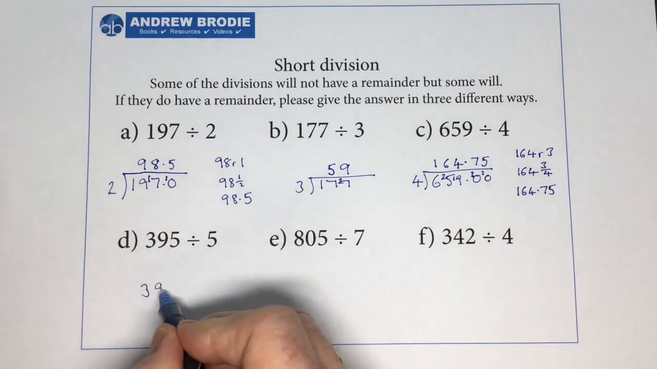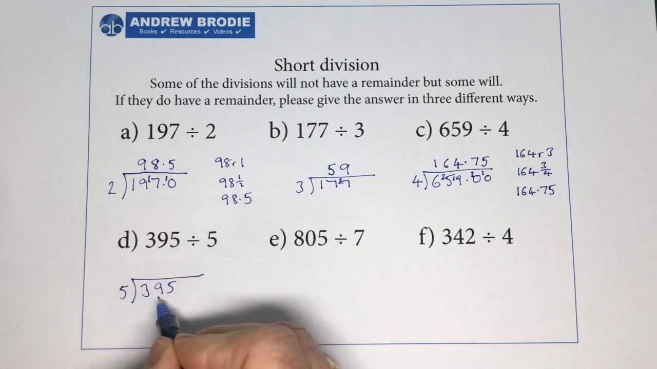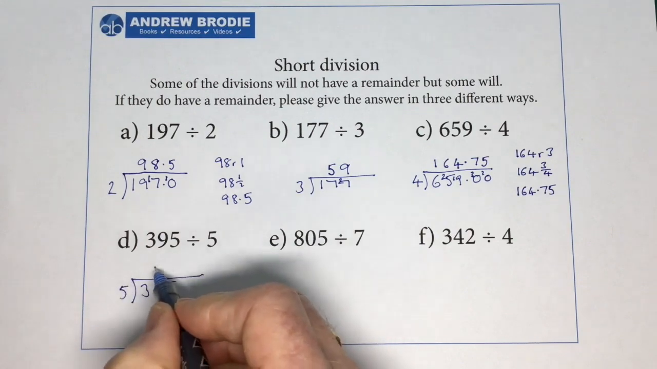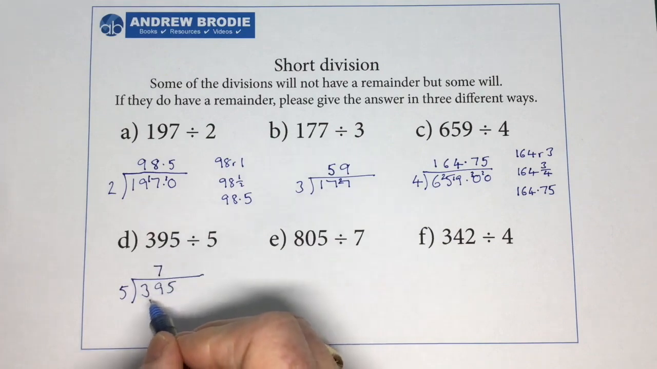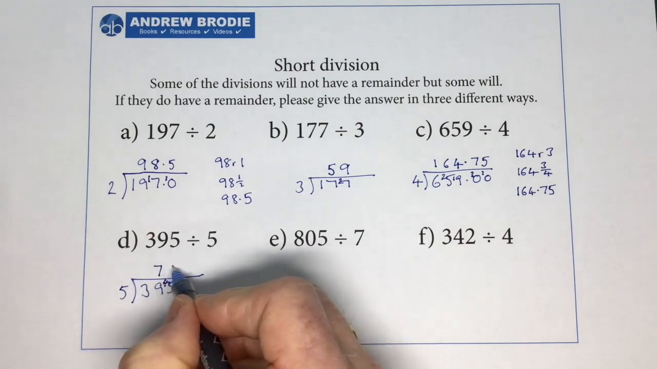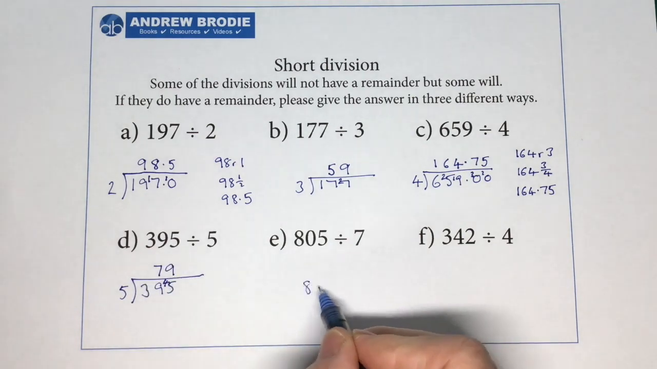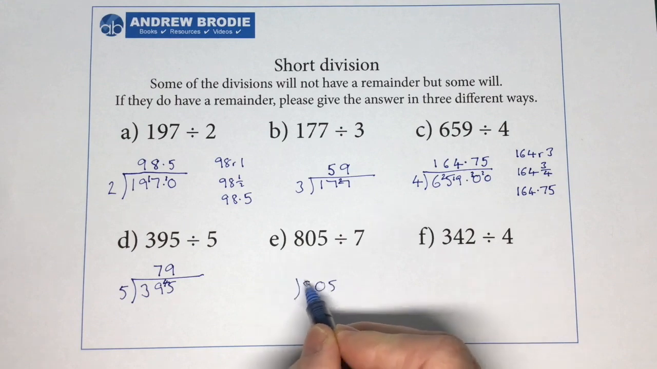Let's try this one. I can see that's a multiple of 5, so it's not going to have a remainder. 5 into 3 won't go. 5 into 39 goes 7 times, because 7 5s are 35. Got 4 left then. 5 into 45 goes 9 times. There's our answer.